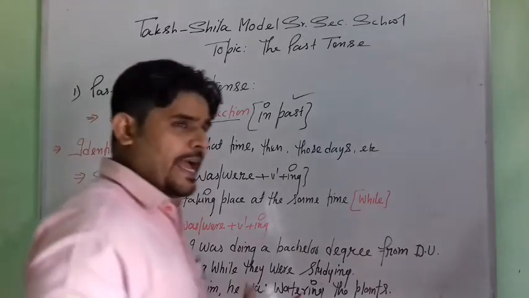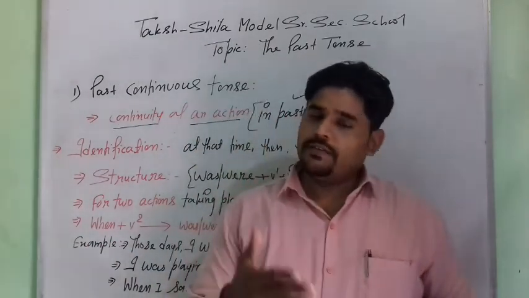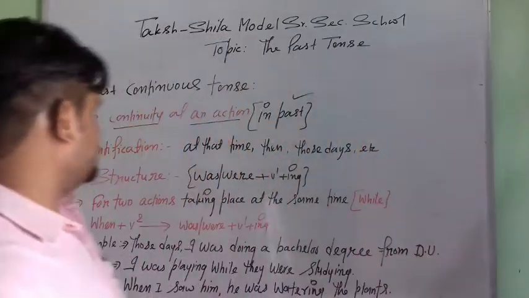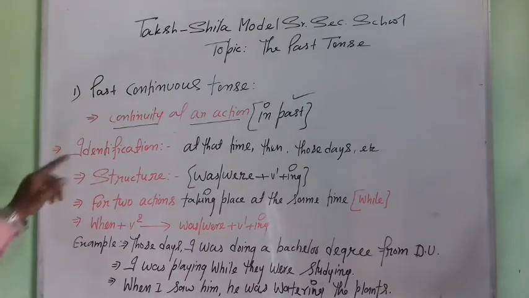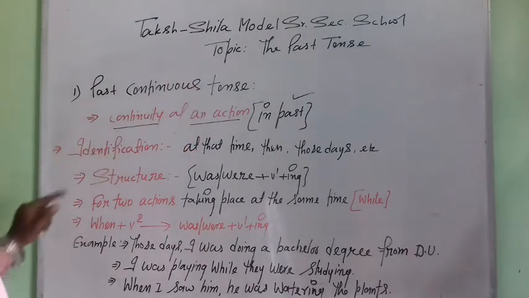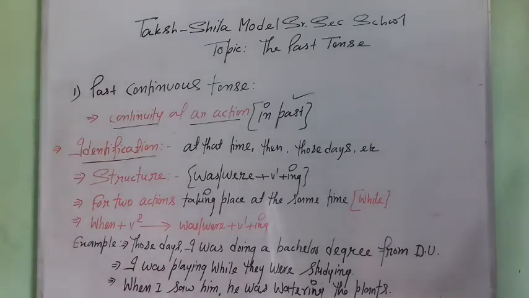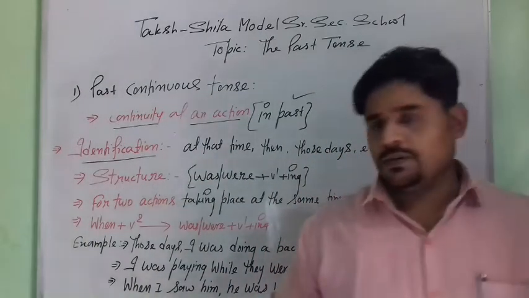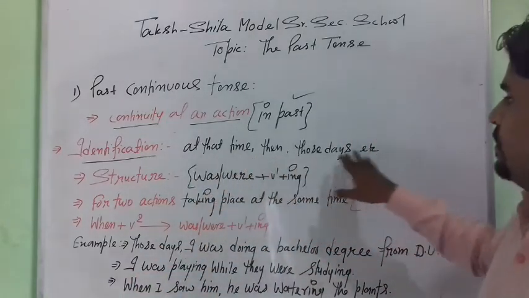So there are many actions which are actually going on at the time of speaking, either in present time, past time or future time, right? So here we are talking about past time, so for an action which was happening in the past, we use past continuous tense. The identification of this tense is: at that time, then, those days. You will find these words written at the end of the sentences, right? At that time, then, and those days.